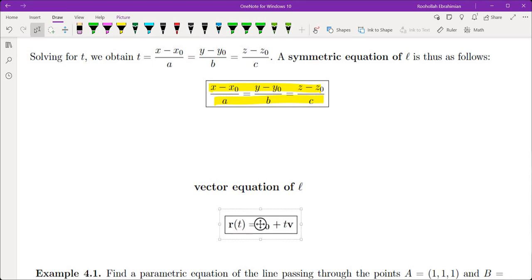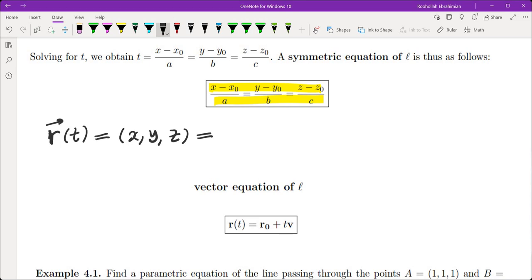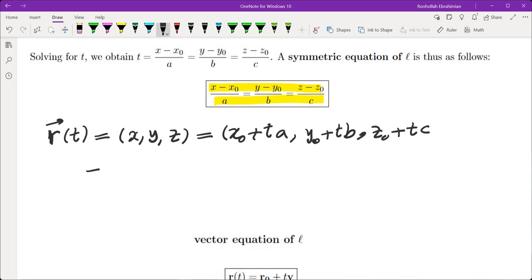Now the next thing is the vector equation of a line. What is the vector equation? This is also pretty useful to know. The vector equation is thinking about the line as a vector. So the position of every point on the line is x, y, z. We're going to replace that by x naught plus ta, y naught plus tb, z naught plus tc. So we're going to separate this. This gives us x naught, y naught, z naught plus t times a, b, c.